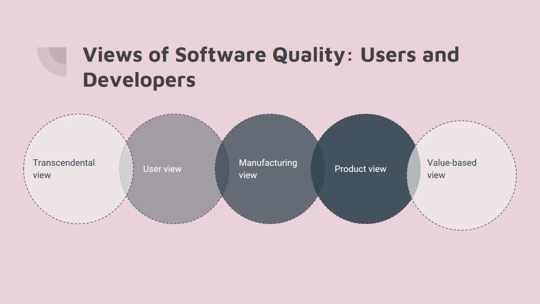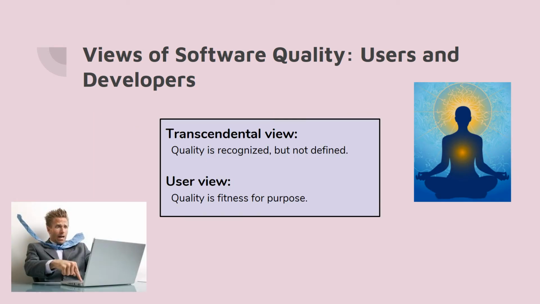People view the quality of software differently. There's a transcendental view, user view, manufacturing view, product view, and a value-based view. So the transcendental view is where quality is recognized but not defined. They could say, the software is really good, I don't know why, it's just good. And then the user view, quality is fitness for purpose. It does what it says it does.